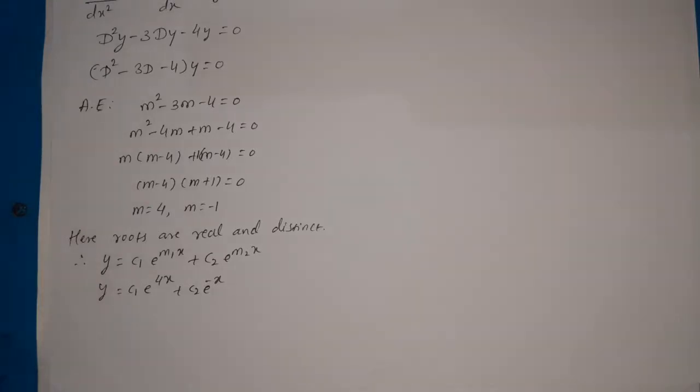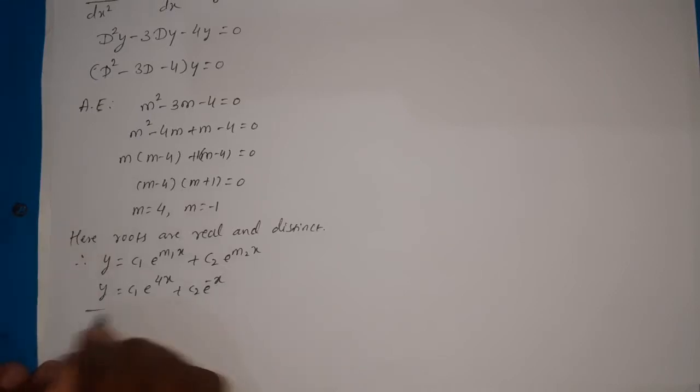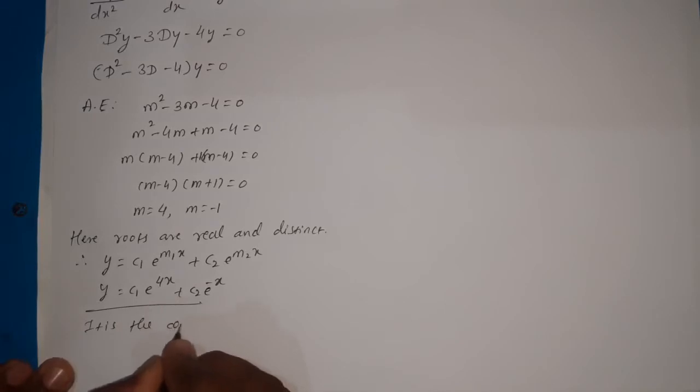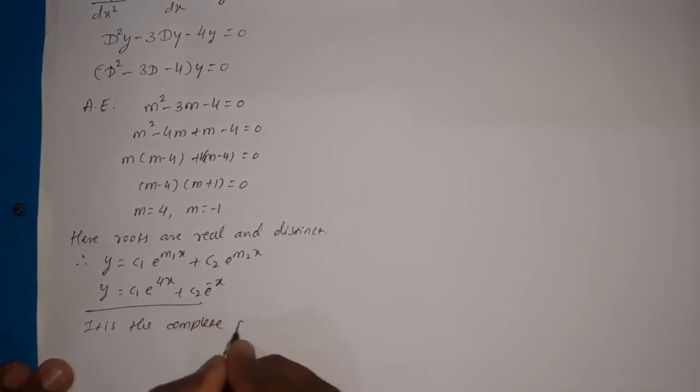So m equal to 4 and m equal to minus 1 are the two real and distinct roots. Depending on the roots, we are going to write the complementary function. Since RHS is 0, the complementary function itself is the complete solution. So therefore it is the complete solution.